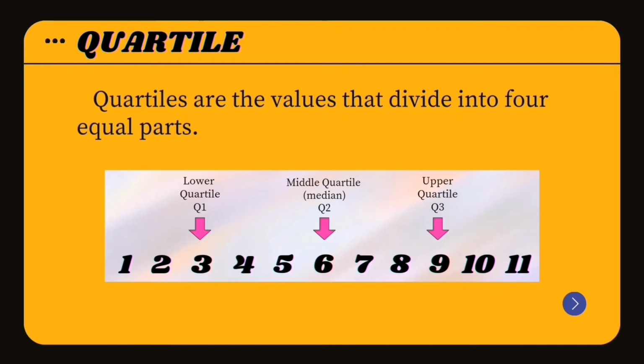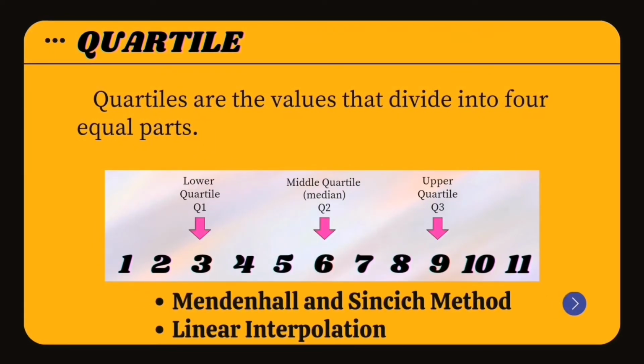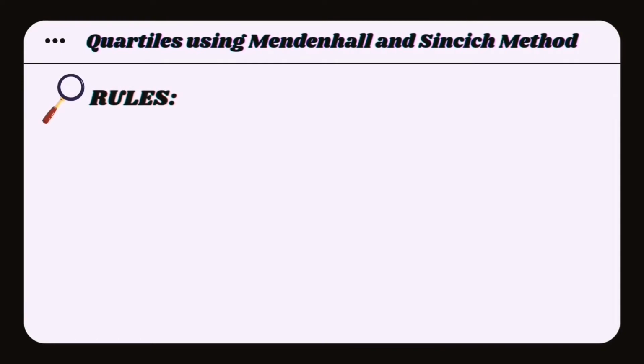So we have quartile 1, or the first quartile, that we call the lower quartile. And we have quartile 2, also known as the median or the middle quartile. And last is quartile 3, called the upper quartile. So we're going to use two methods, which are the Mendenhall and Sincich method and the linear interpolation. We're going to use the first method first, which is the quartiles using the Mendenhall and Sincich method.